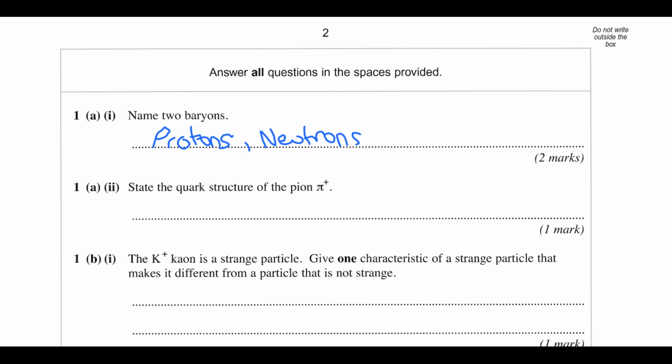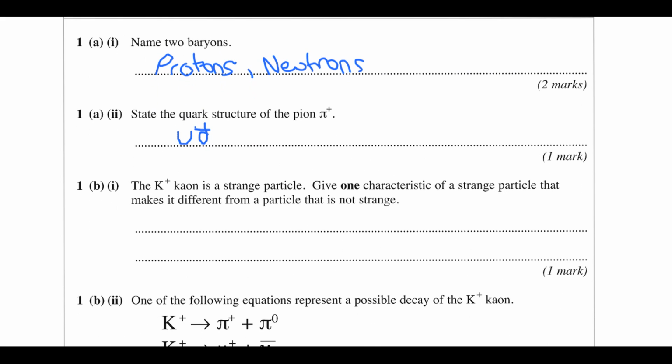So a pion is not strange, so there'll be no strange quarks, and it needs a positive charge. To get a positive charge, you need an up to give you 2/3, and then you're going to need an anti-down to give you the remaining third. And it can't be a strange quark or an anti-strange in this case because it's not a kaon. The K plus particle is a strange particle.